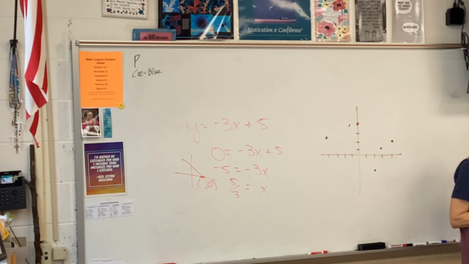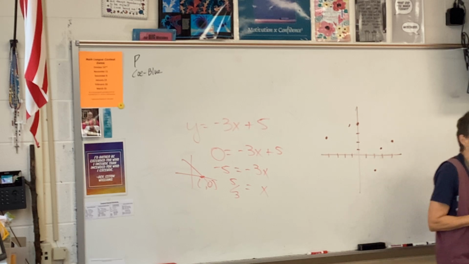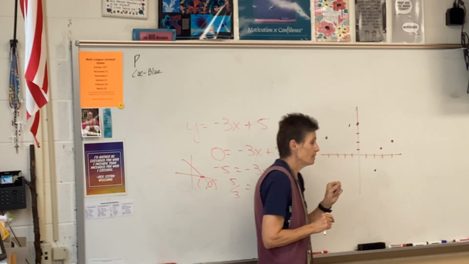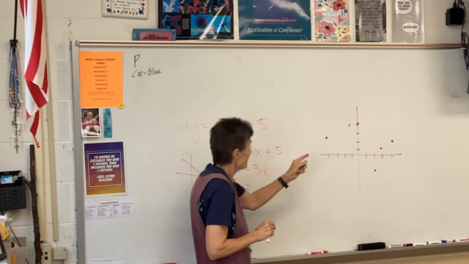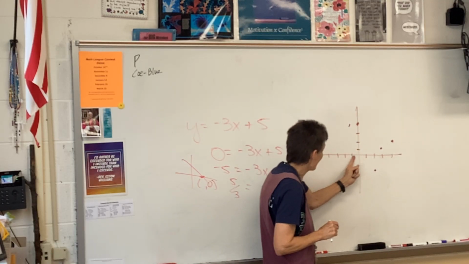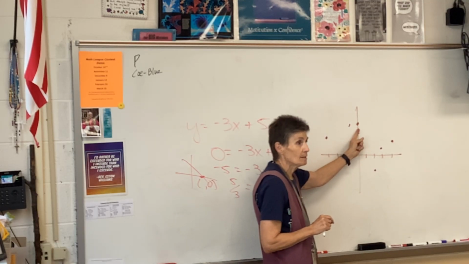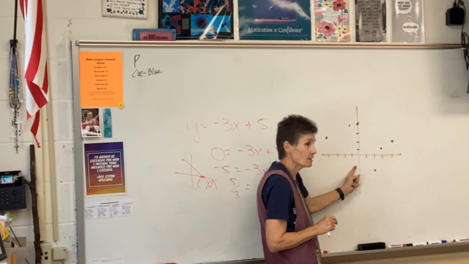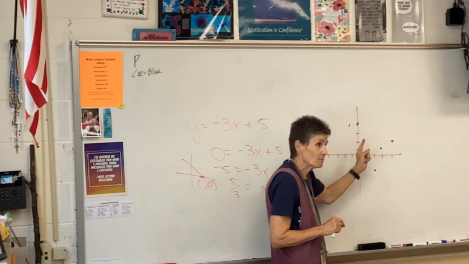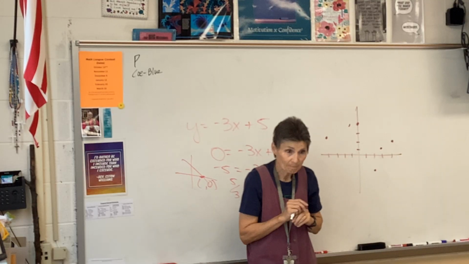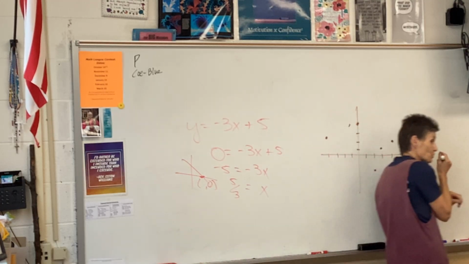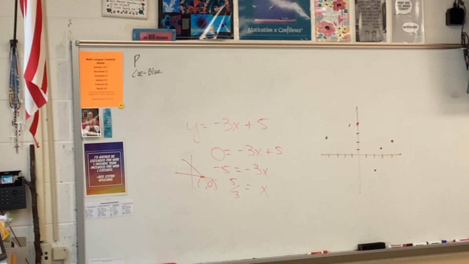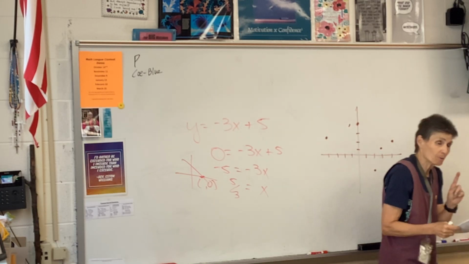Why? Because I have absolutely no idea what happens between 0 and negative 1, for example. That could be a point clear up here, or a point clear down here. I don't know, I can't connect those. So those should just be dots. Now, why are those dots, but one should be connected?